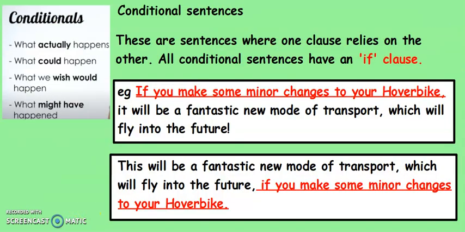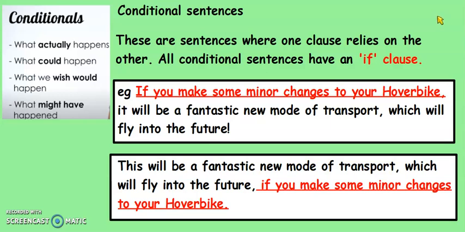Now the next section of writing is the final section, which is your conclusion. And before we go there, we need to have a look at conditional sentences. Conditional sentences are sentences where one clause relies on the other, and all conditional sentences have an if clause. For example, if you make some minor changes to your hoverbike, it will be a fantastic new mode of transport which will fly into the future.